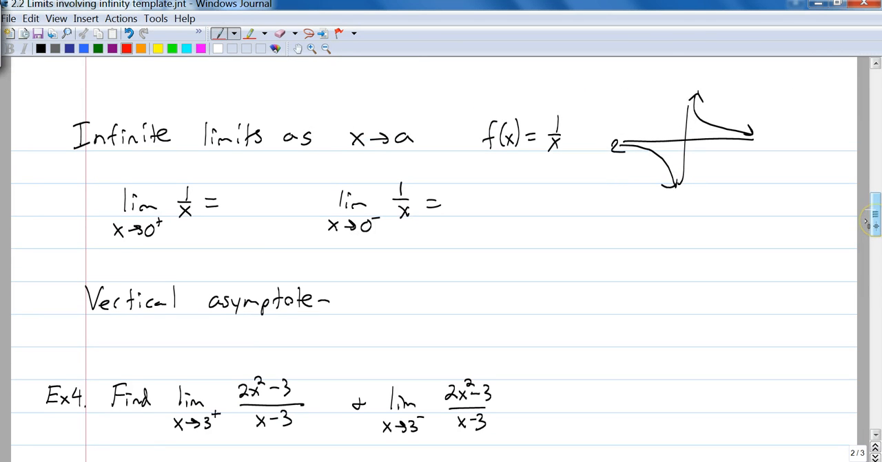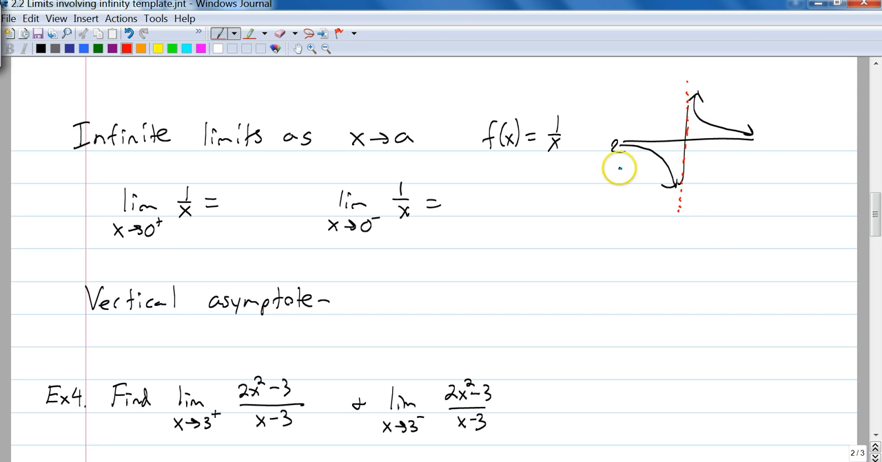Next, infinite limits as x approaches a. We're going to look at this function first. This is basically a vertical asymptote. As you approach a vertical asymptote, think of it as approaching a wall. You're not going to run into the wall, so you're going to make a quick turn up or down.